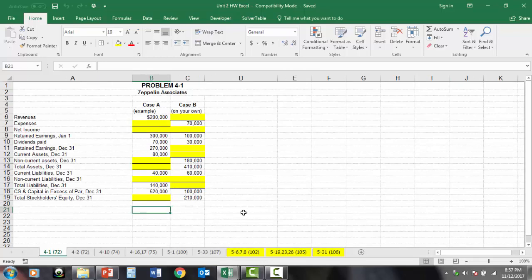So let's get started on problem 4-1. It says you are interviewing for an entry-level financial analyst position with Wayne Industries. Bruce Wayne, the senior partner, wants to be sure all the people he hires are very familiar with basic accounting principles. He gives you the following data and asks you to fill in the missing information. Each column is an independent case. So let's start with case A.